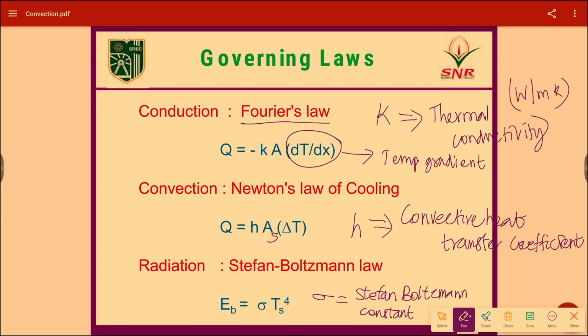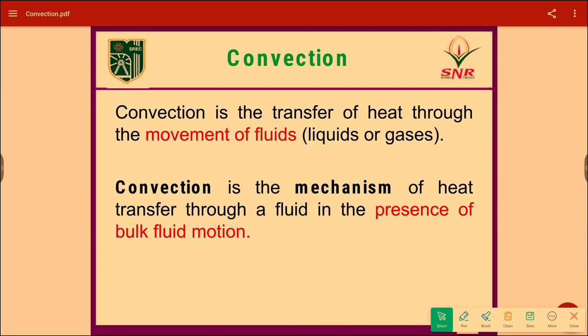So we have seen the governing laws. I can reiterate, the thermal conductivity decides the conduction heat transfer. Similarly, the convective heat transfer is decided by the heat transfer coefficient H. As we discussed earlier, convection heat transfer involves the movement of fluid. So as long as the fluid motion happens, the convective heat transfer happens. So it is a mechanism which involves the presence of a bulk motion of fluid.